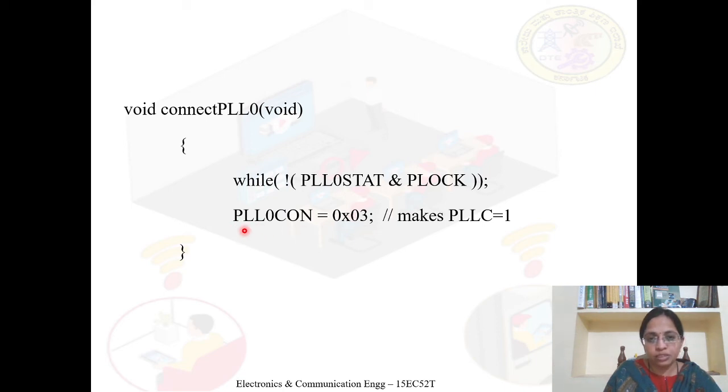executed. In the next line, we are loading the number 03 into the PLL control register. This will make PLLC equal to 1. So what is this PLLC? It is the PLL connect bit that is present in the control register. When this PLL connect bit becomes equal to 1, the output of the PLL will be obtained as a clock frequency for the CPU and for the on-chip peripherals.